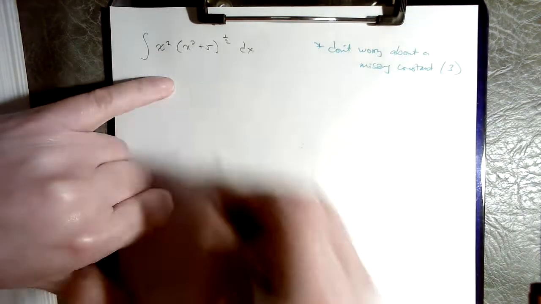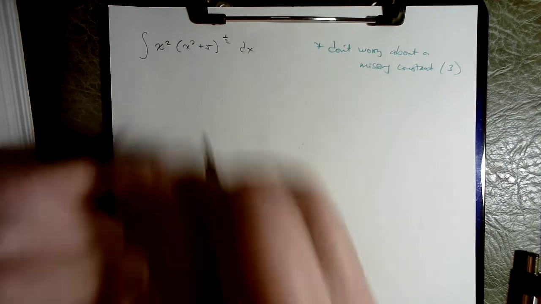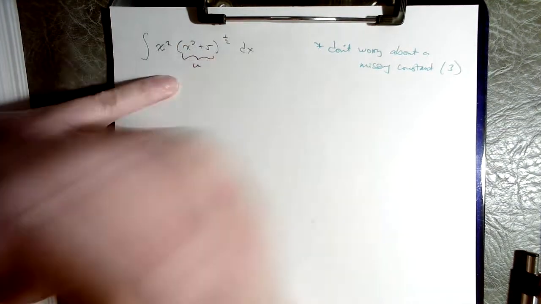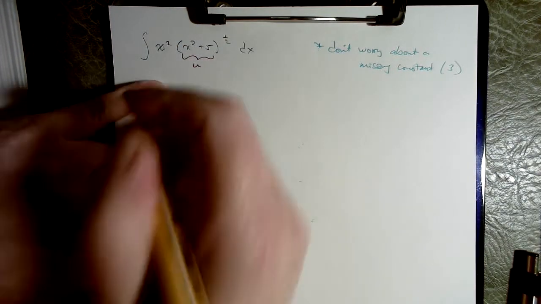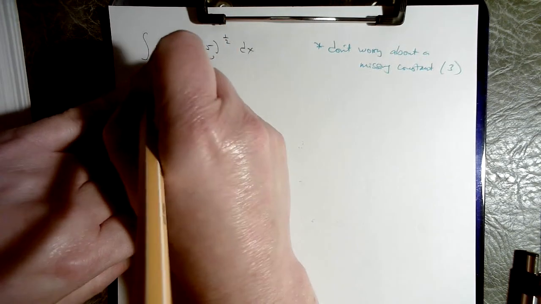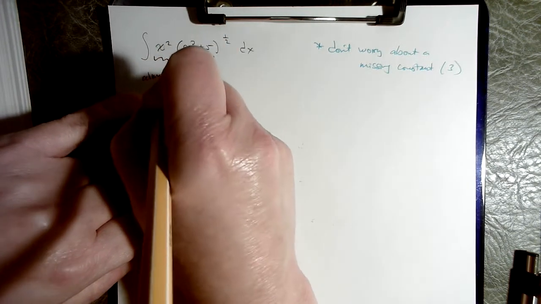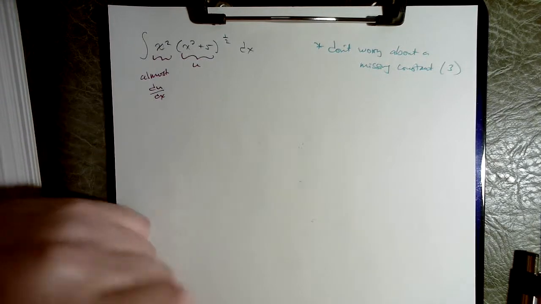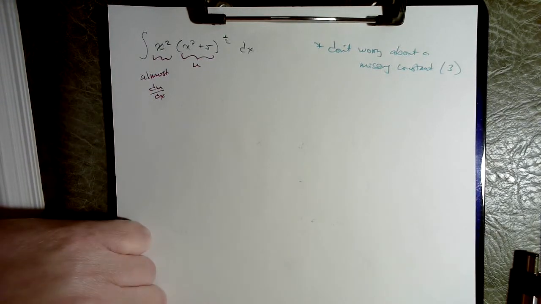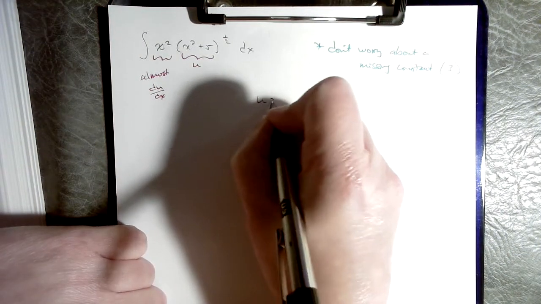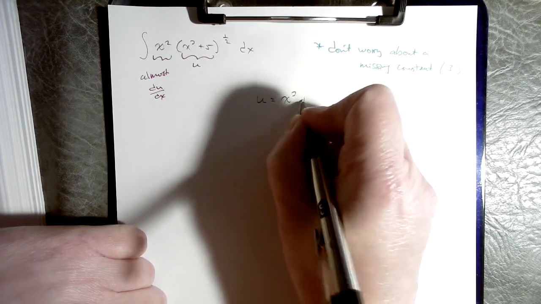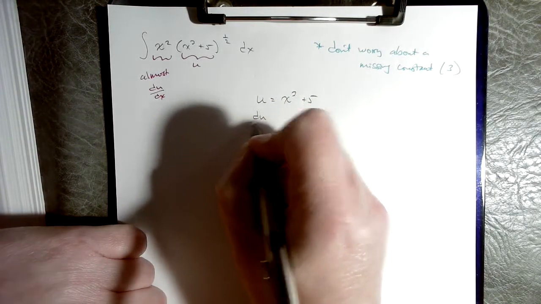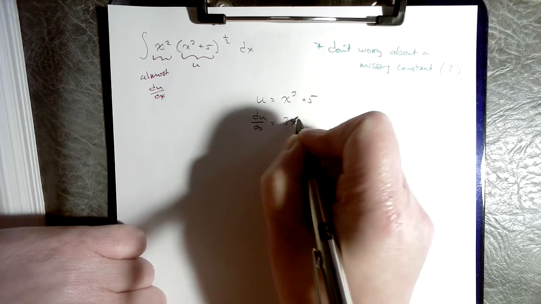Here's how it works. Ah, my colors. That's u. This is almost du dx. It's going to be okay. Here we go. u is x cubed plus 5. du dx is 3x squared.